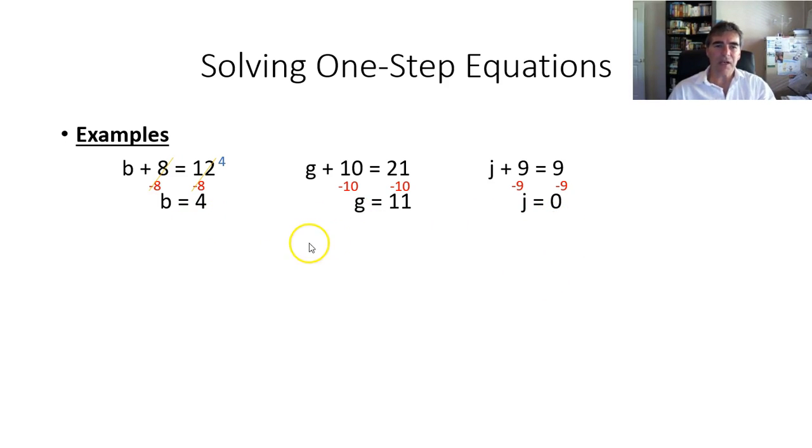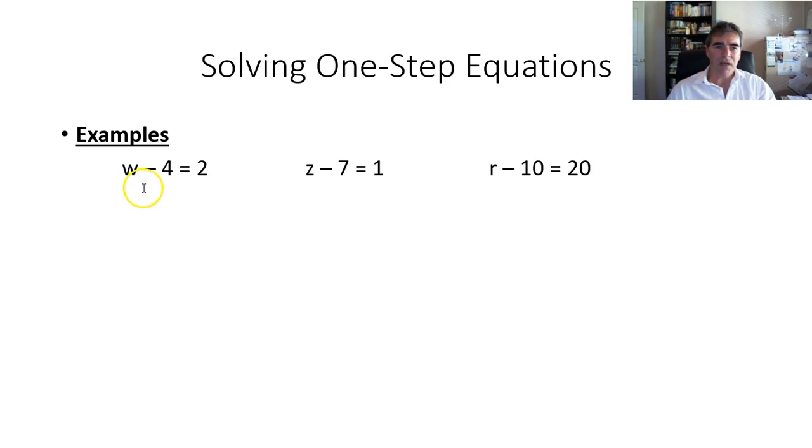What I can do with an equation is to substitute that back into here and see if it works. So 4 plus 8, that equals 12. Yep, that's what I want to have, and I know that's right. I said that g was 11. 11 plus 10, that's 21. That's what I want. So yes, I know that's right. j equals 0. Substitute it back up here. 0 plus 9 is 9. Yes, that's what I want. So I know my 3 answers are correct there.